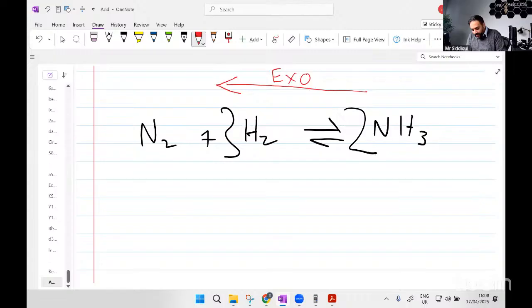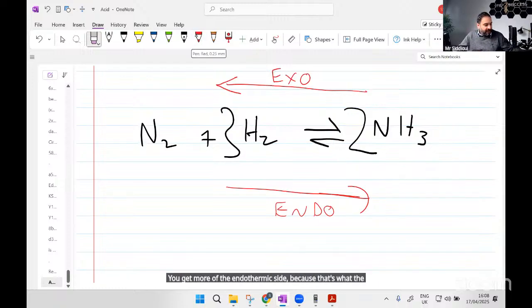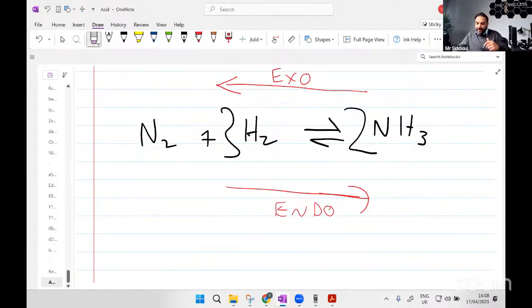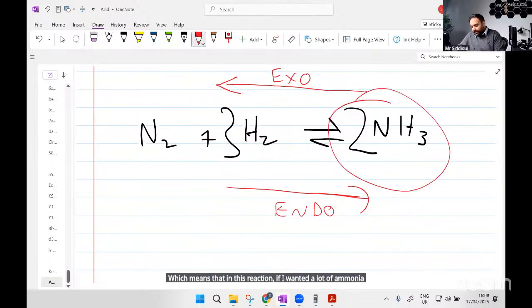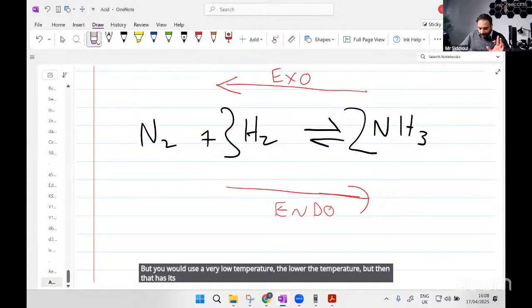And endothermic that way, which means that if you increase the temperature of this reaction, you get more of the endothermic side. That's the rule for reversible reactions: the higher the temperature, the more it moves to the endothermic direction. Which means that in this reaction, if I wanted a lot of ammonia, which is what we do it for, you would use a very low temperature. But that has its own problems, and you learn about that.